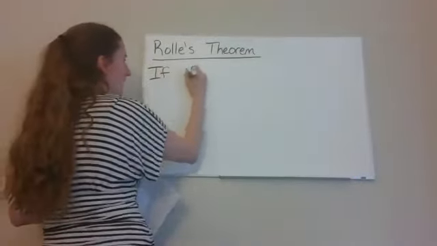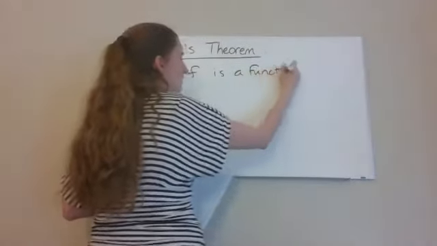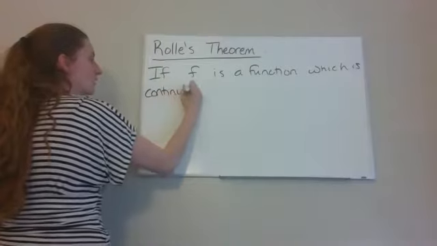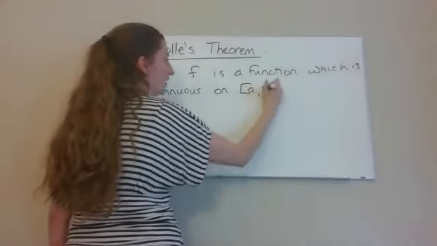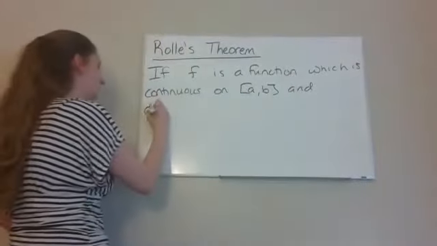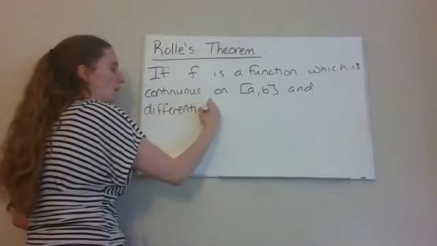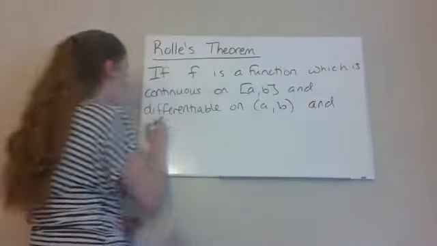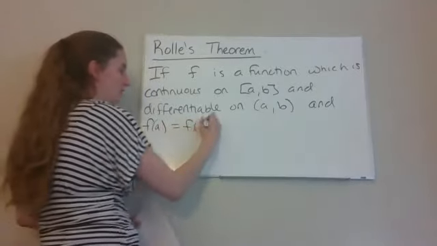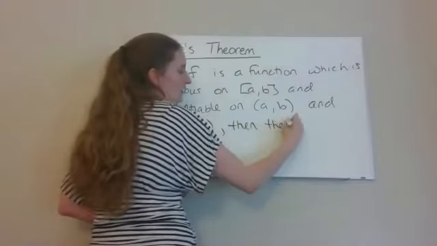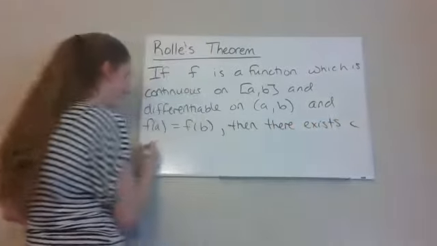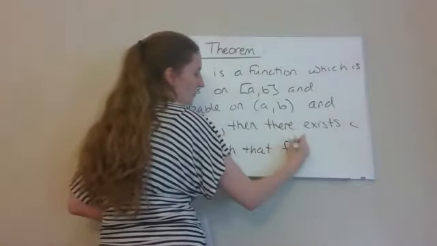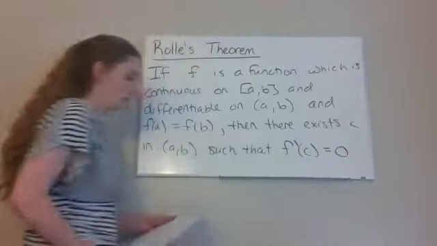Rolle's theorem says that if f is a function which is continuous on the closed interval a, b, and differentiable on the open interval a, b, and f of a is equal to f of b, then there exists some number c in (a, b) such that the derivative evaluated at c is equal to 0.